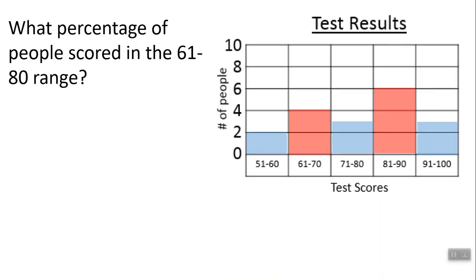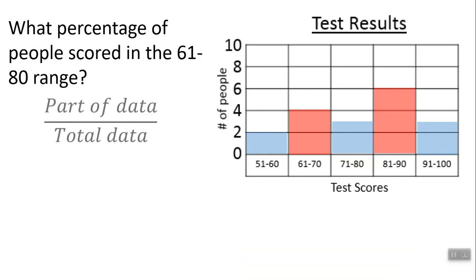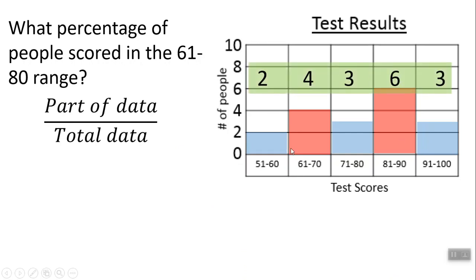Moving on. What percentage of people scored in the 61 to 80 range? So once again, percentage is always part out of total, part of the data over the total data. So we're going to total up our columns here. We've got 2, 4, 3, 6, 3. Those are our totals for each of these ranges. 2 items are in this range, 4 items are in this range, 4 people scored in the 61 to 70 range. So they're asking about 61 to 80, so we're tuning into these 2.